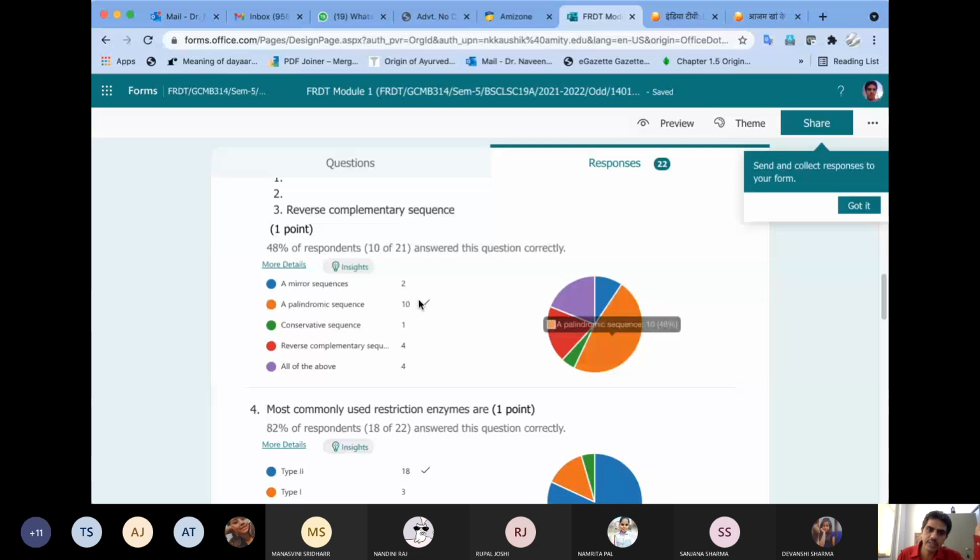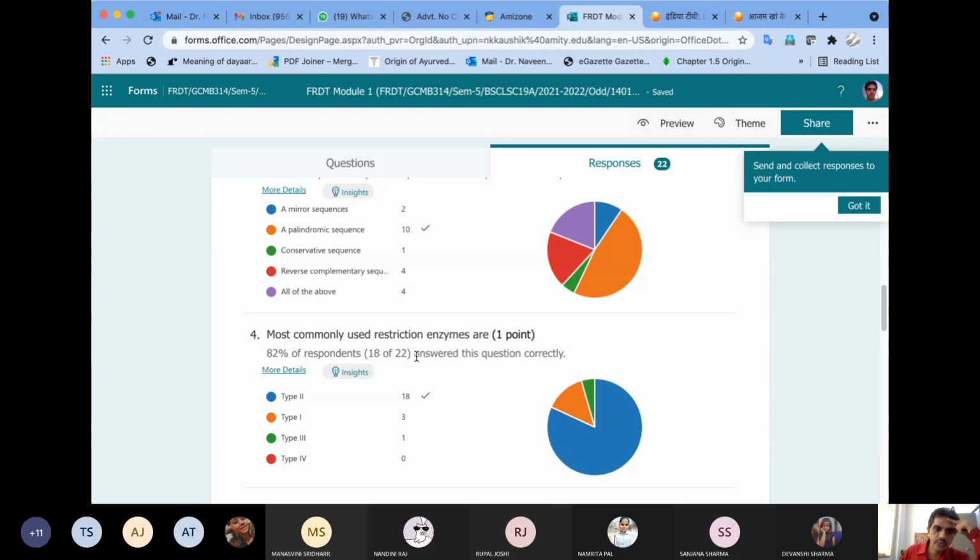All of the above? No. So the right answer is the palindromic sequence, because each restriction enzyme is going to recognize its own specific sequence. When you say a conserved sequence, it means every endonuclease would recognize that. They are not mirror sequences. They are palindromic. Both the ends read the same, 5' to 3'. That's the palindrome.